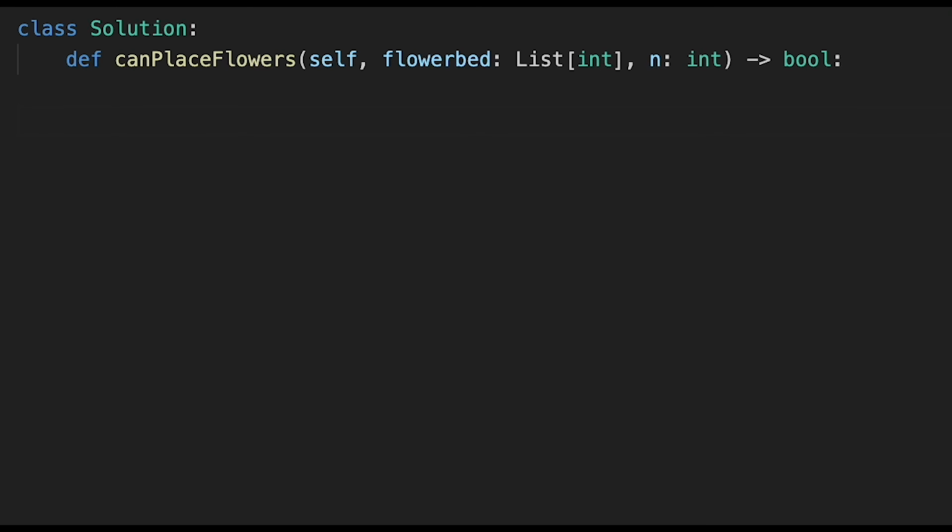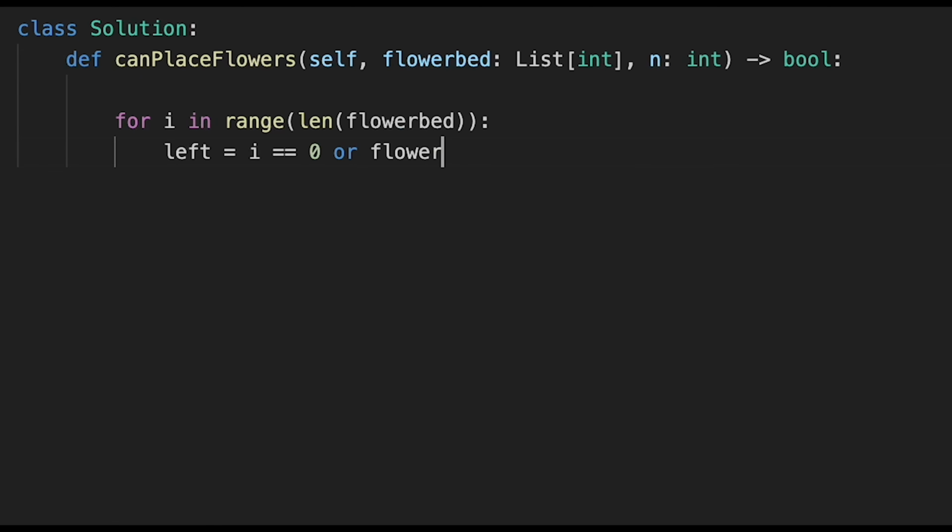Okay, so let's write the code. So first of all, for i in range the length of flowerbed, and check the left side. So left equals current index equals 0. In that case, we should have true on the left side, or flowerbed at current index minus 1 equals 0. In that case, there is a possibility that we can plant a flower at the current index, right? So in that case, we should have true on the left side.